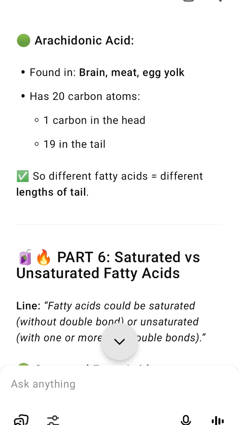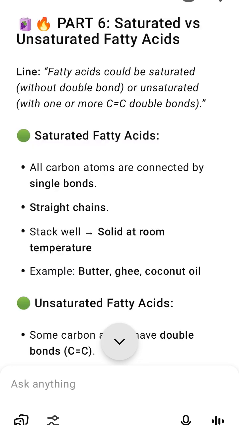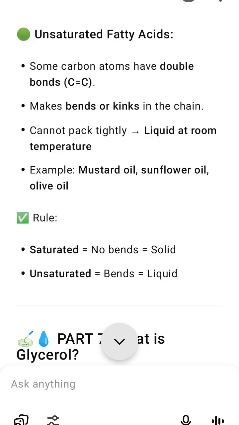3. Examples of fatty acids. Palmitic acid, found in ghee and butter, has 16 carbon atoms, 1 head plus 15 tail. Arachidonic acid, found in brain and meat, has 20 carbon atoms, 1 head plus 19 tail.